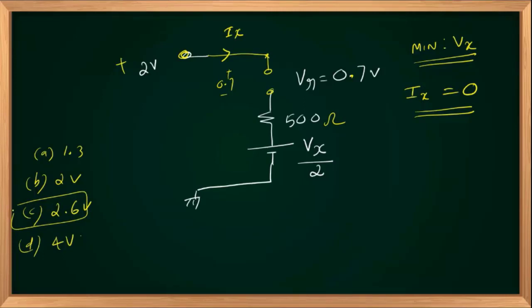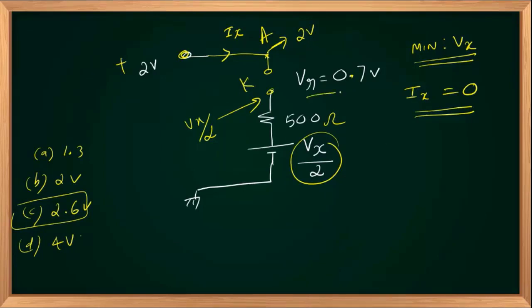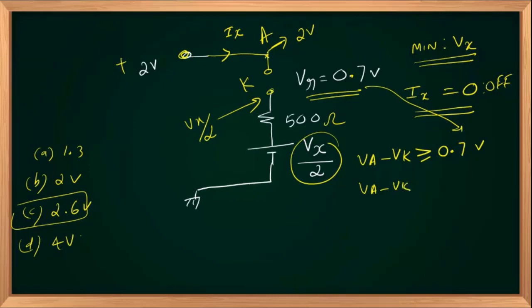Right. So let us solve it quickly. You are opening the diode. The diode is a non-ideal one with a V gamma equal to 0.7. So its anode voltage is at 2 volts when it is in open circuit condition, and the cathode voltage is nothing but Vx upon 2. This is my anode, this was my cathode. Since it is a non-ideal one, V anode minus V cathode should always be greater than or equal to 0.7 volts, or V gamma, to turn on the diode, and Ix will be 0 when the diode turns off. So if VA minus VK is less than or equal to 0.7 volts, the diode turns off.